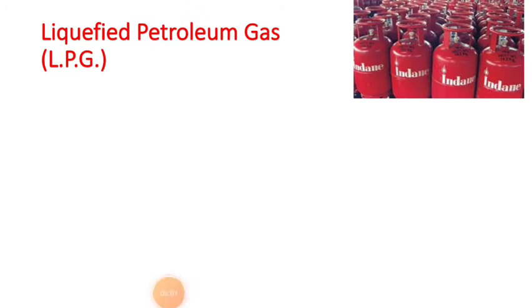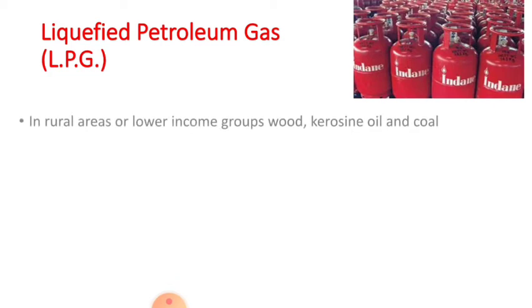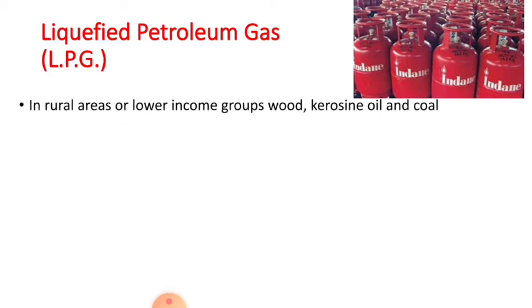First, we'll talk about the cooking gas, that is LPG, liquefied petroleum gas. For our daily activity like cooking, heating, lighting, we use different forms of energy obtained from different resources. In rural areas and lower income groups, they are still using wood, kerosene oil and coal as a source of fuel for cooking.